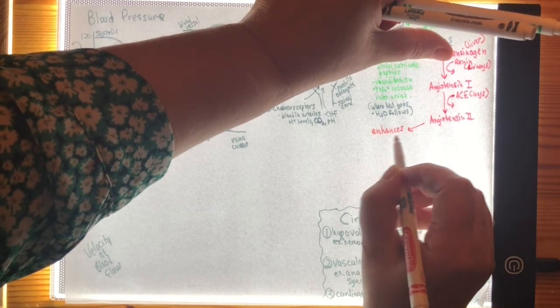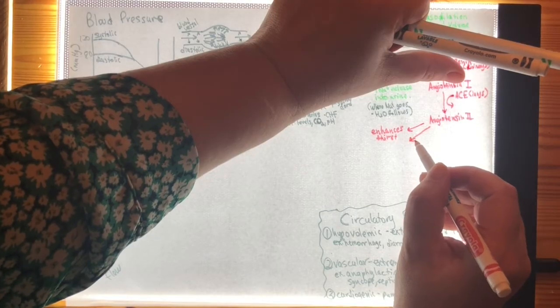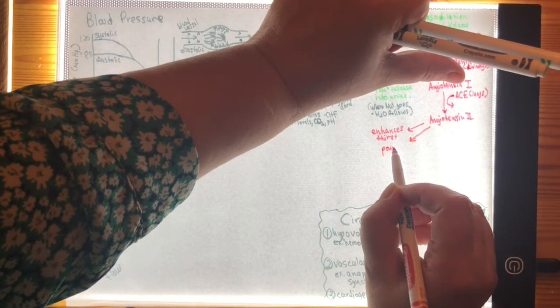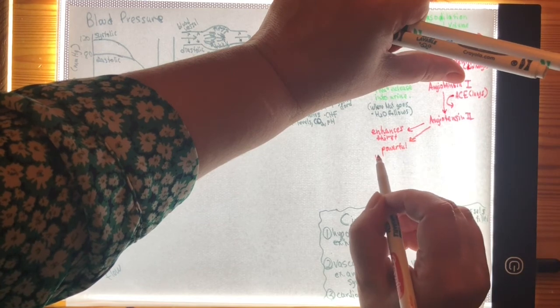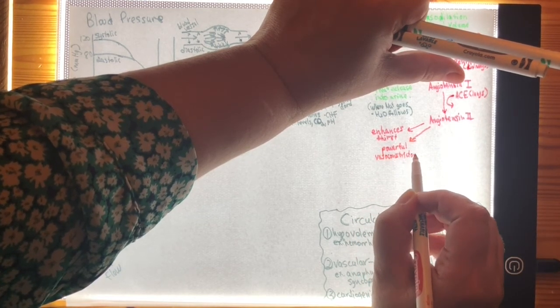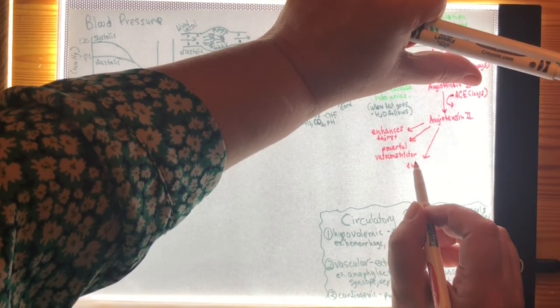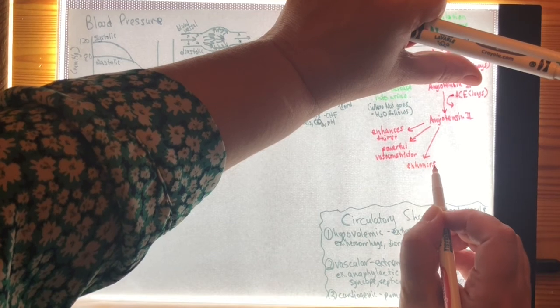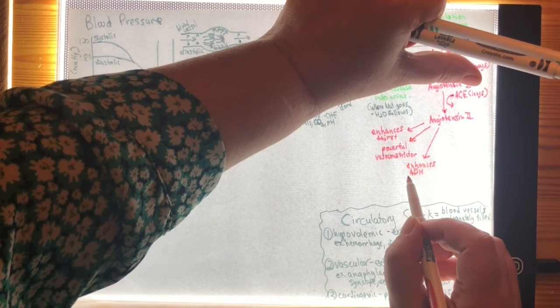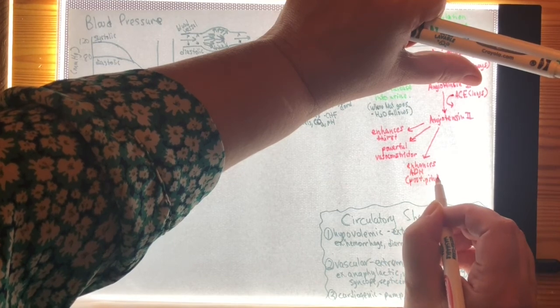Well, let's talk about why angiotensin 2 is so powerful. There's actually 4 different things that it does. First of all, it will enhance your thirst mechanism, which will encourage you to drink water, which will in turn increase your blood volume and therefore increase your blood pressure. Angiotensin 2 also is a powerful vasoconstrictor, therefore using these two means, by raising your blood volume and constricting your blood vessels, it increases your blood pressure on its own.